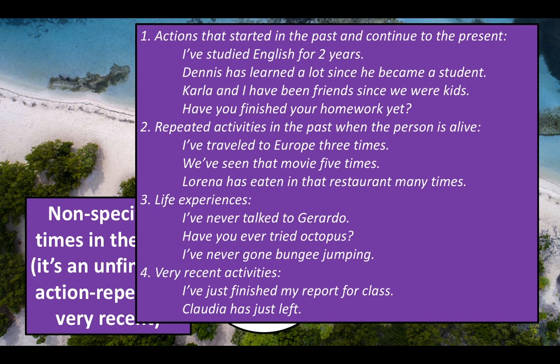And number 4, the last one, is very recent activities, actions that finished recently. For example, I've just finished my report for class. Claudia has just left. So, those are the 4 types of activities in the past for the present perfect.